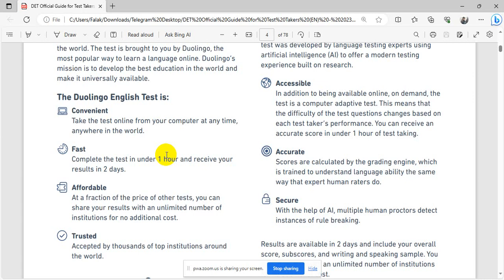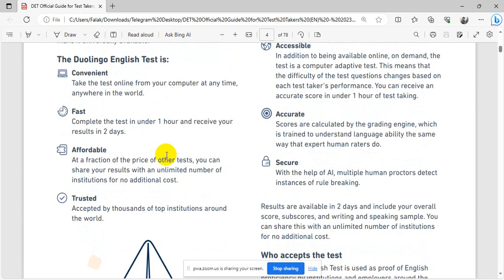Anytime, any place, when you have the time you can take the test. And then it's fast. Why do they say it's fast? Because the test is going to be around 1 hour, and you will receive your results in 2 days. This does not apply to other tests. For example, in TOEFL, you will get your results in around 1 week, even more than 1 week. And right now in the new version of TOEFL, you need to take the test in around 2 hours.